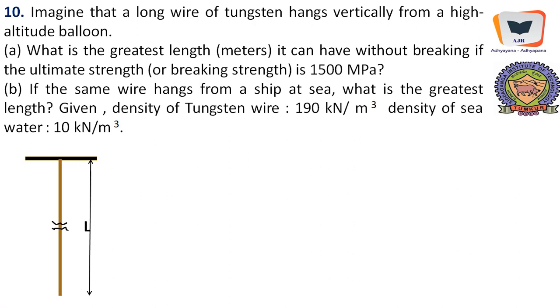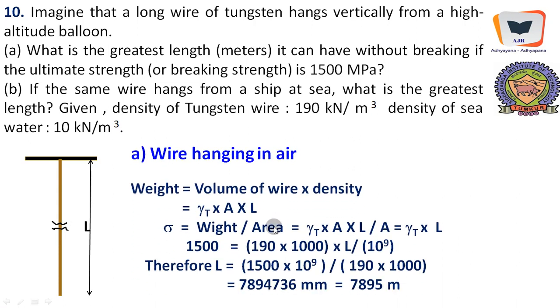Self weight matters the most, of course, because the length is too much. As the density of steel is very high, to the tune of 75 kilonewton per meter cube, while the density of tungsten wire in this example is much more than that, 190 kilonewton per meter cube. That means 1 meter cube volume of tungsten would weigh 190 kilonewton. Therefore it is going to elongate by virtue of its own weight. But okay, we will calculate that.